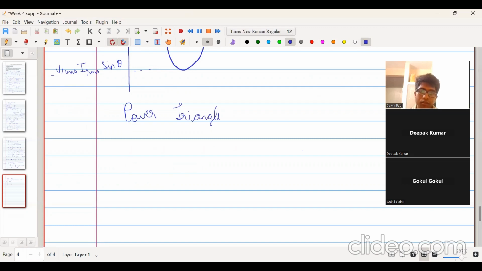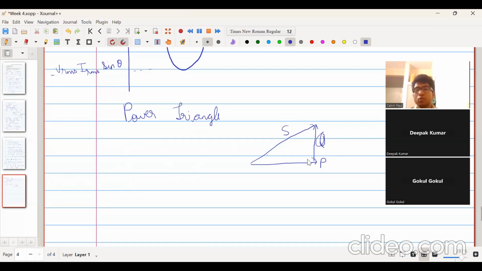This is the active power P. This is the reactive power Q. And this is the apparent power S. This triangle is like the impedance triangle, right? Yes, it is similar to the impedance triangle. It's just a multiplication of voltage and current, so it will be similar. It has to be similar.